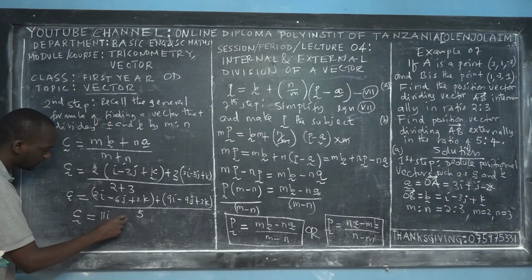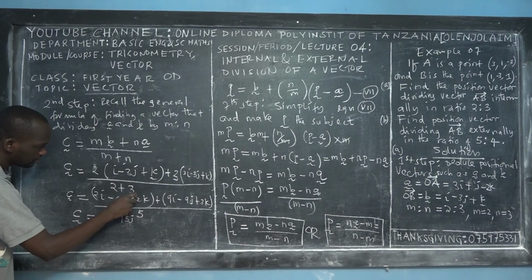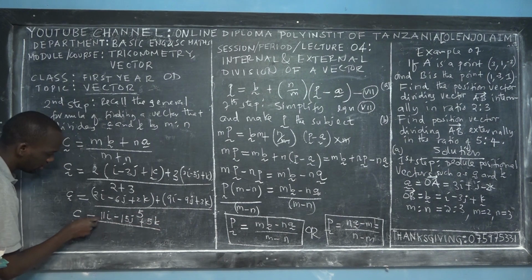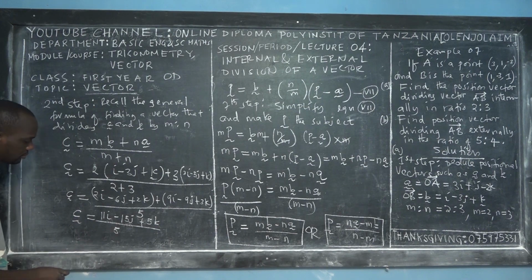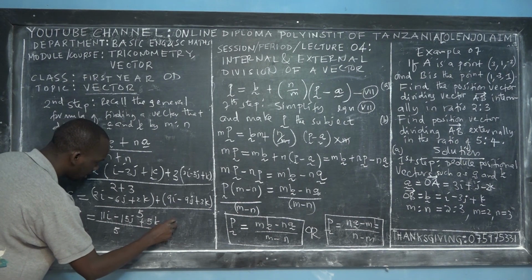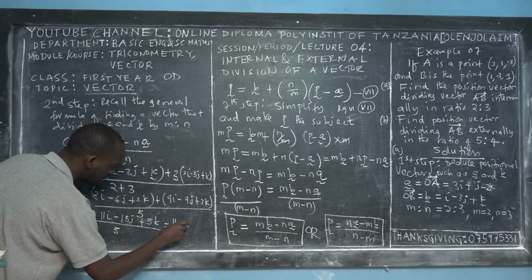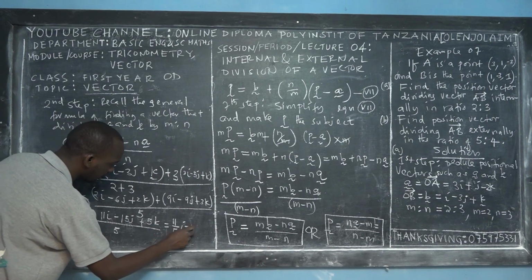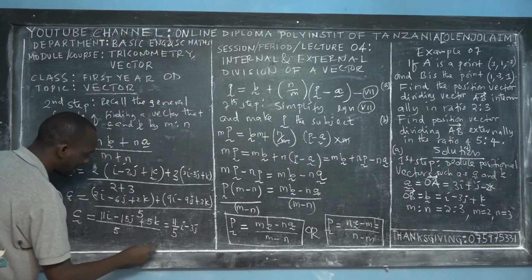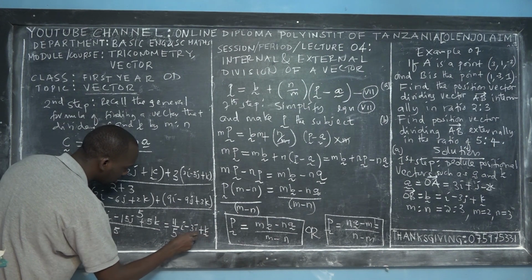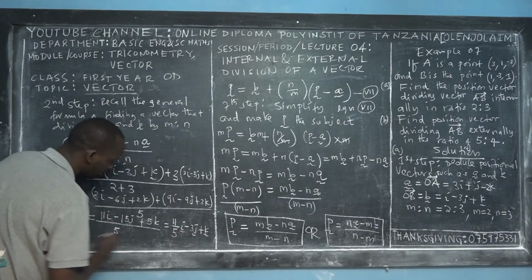This one is minus 15j. This one is plus what? 5k divided by what? By 5. Right? So this will make 11 over 5 i. 15 over 5 is 3j. 5 over 5 is 1. So our resultant vector will be like that.